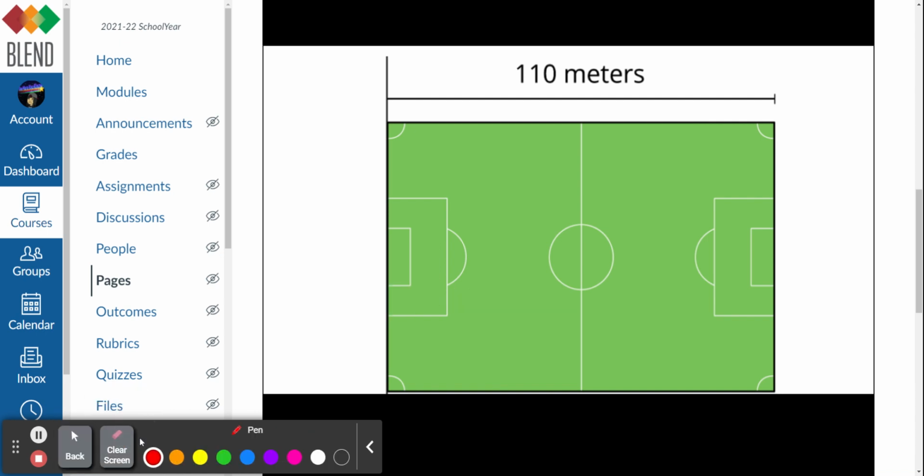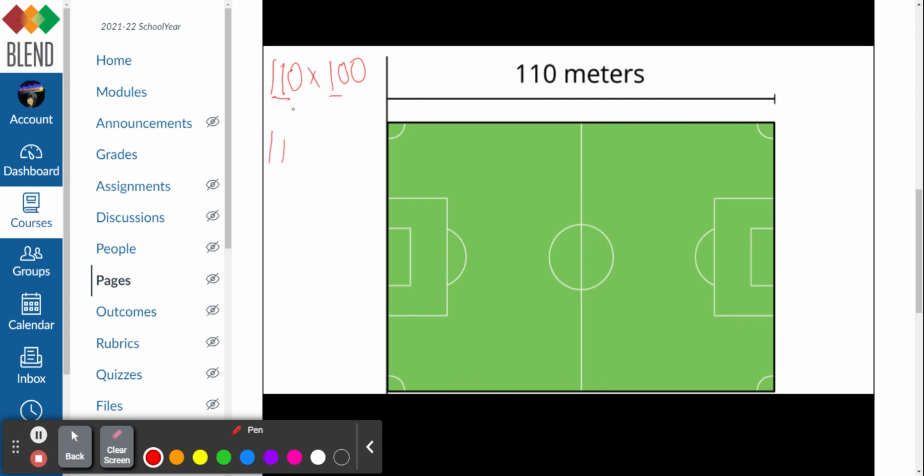Here's 110 meters. I want you to tell me how many centimeters are in 110 meters. How many centimeters in 110 meters? So there's 100 centimeters in 1 meter. So let's find out how many centimeters in 110. And you might want to use the zeros trick. So we take 110 meters and we multiply it times 100 to find out how many centimeters.